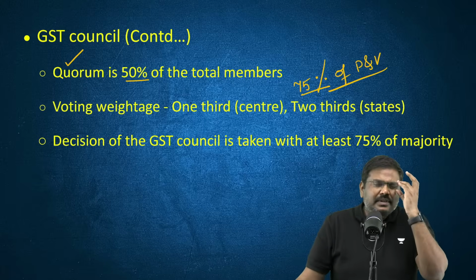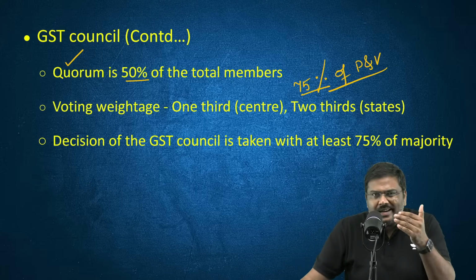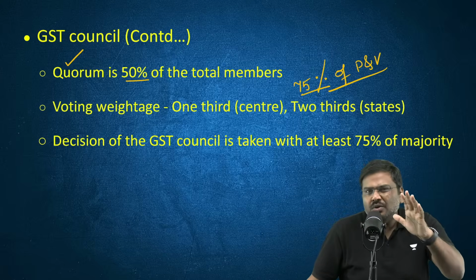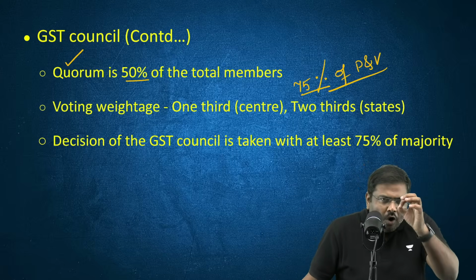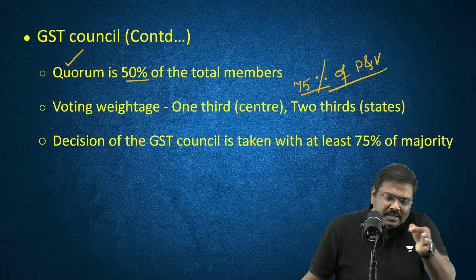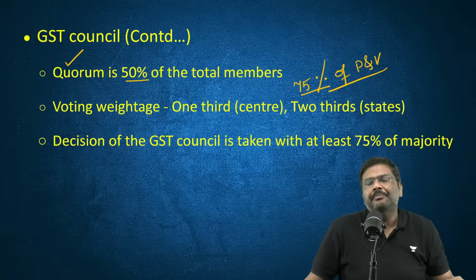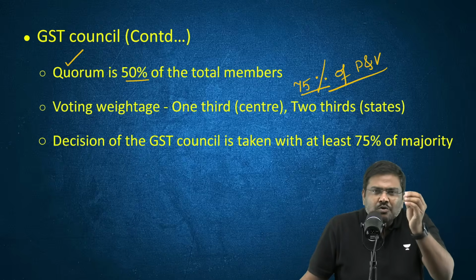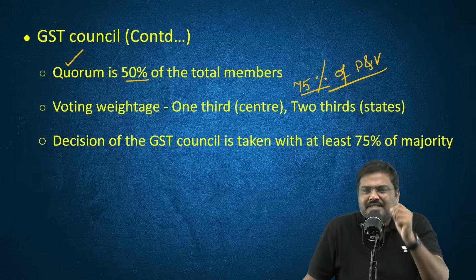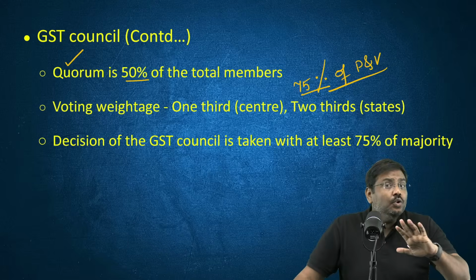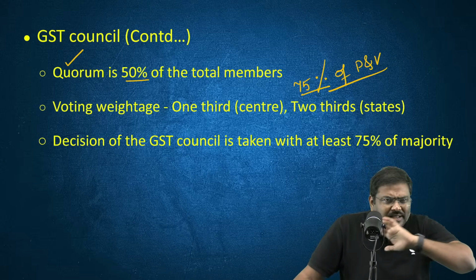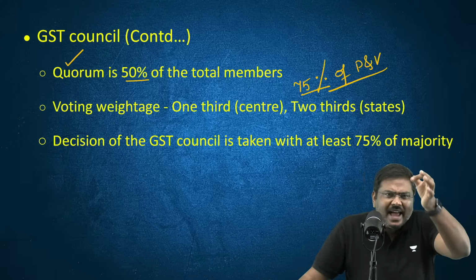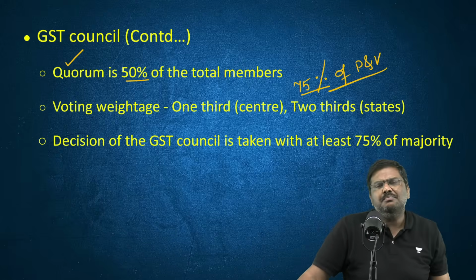And this is where there is also criticism. What is the criticism? You require at least 75%. Think of this. If all the states agree, but the central government disagrees, that is, the finance minister disagrees, can you muster 75% in the GST Council? Do let me know in the chat section. All the states are on board. Center will disagree. In that case, can you get 75% of the present and voting?